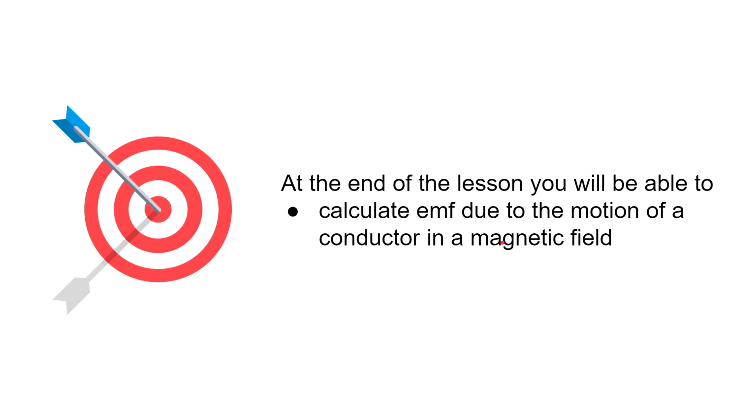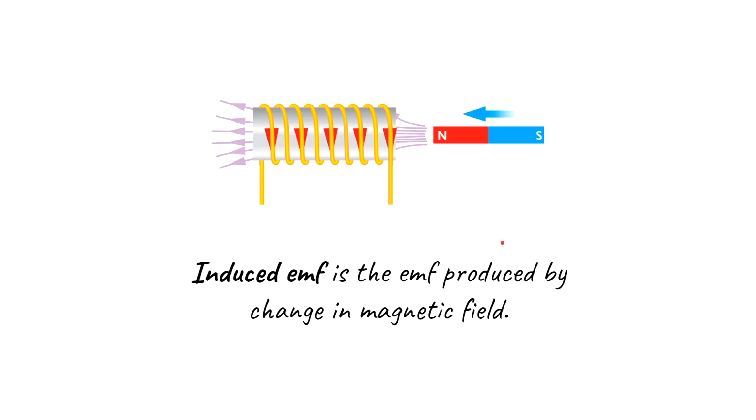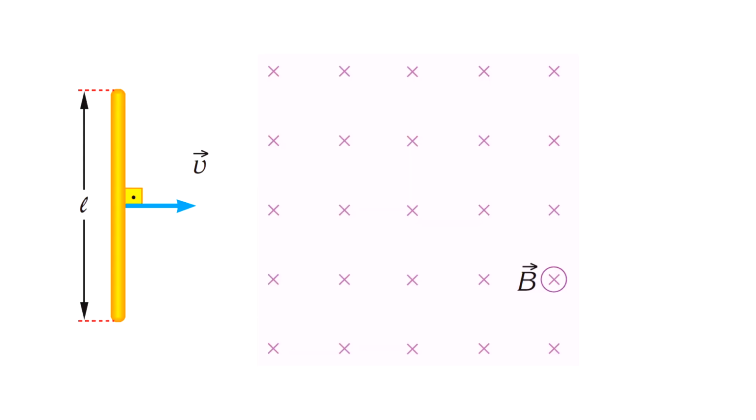In previous lessons, we have defined the induced EMF as an EMF produced by the change in magnetic field. And the interesting thing is that even if there is no change in magnetic field, there are ways of inducing EMF. In this lesson, we will describe the method of inducing EMF by moving a conductor inside a stationary magnetic field. And yes, it is observed that if a conductor is moved through a constant magnetic field, at the ends of the conductor, potential difference is produced. Hence, an EMF is induced.